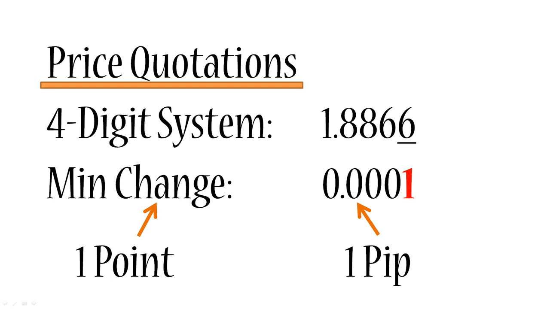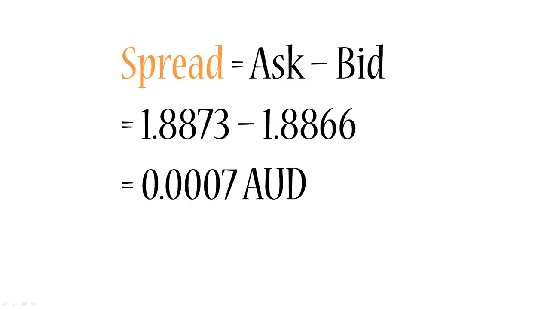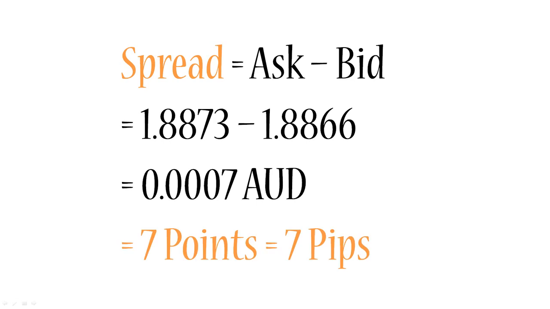So let's go back to our example of the spread. We calculate the spread as ask minus bid for the Australian dollar, and it was 0.0007 Australian dollars. So let's express this now in points and pips. This is equal to 7 points because it's 7 times the minimum change this currency pair can experience, and it's also equal to 7 pips because this is equal to 7 times 0.0001.